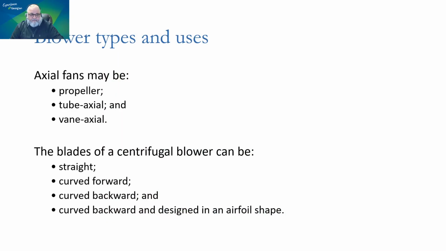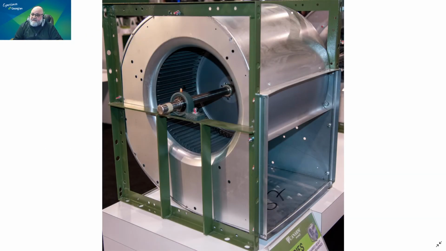So I'm just going to go back and show you guys the centrifugal blower types. Again, they can be straight, they can be curved forward, they can be curved backward, or they could simply be curved backward and have airfoil shape. We're going to get back to that in a minute. This is what we call a forward curved fan. The forward curved fan scoops the air as opposed to the backward curved fan that pushes the air. Just wait until I show you the wheel alone and you'll understand what I mean.